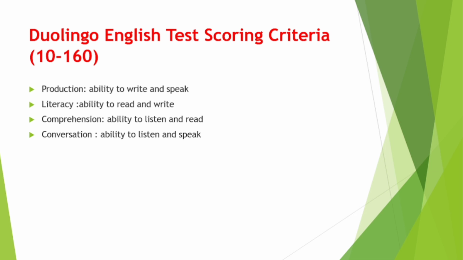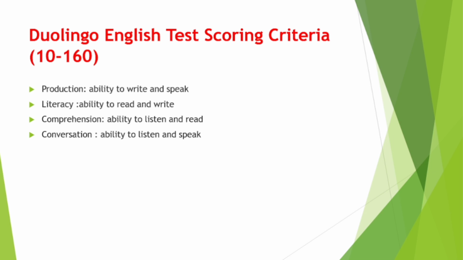After combining all four areas, at the end of the day Duolingo gives us an overall score between 10 and 160. 10 is very bad and 160 is excellent. But to get a good score around 130, 140, 150, vocabulary is crucial.